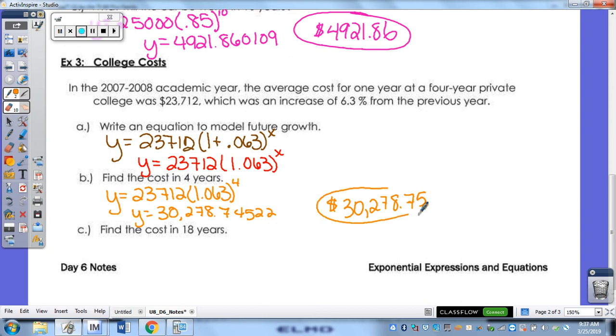So in 4 years, if it follows that same percentage increase, it will cost $30,278.75 per year. So multiply that times 4, you're looking at $121,000 for 4 years. So now last part here, find the cost in 18 years. Raise that to the 18th power if you have not already.